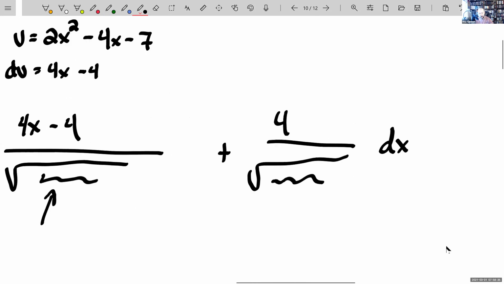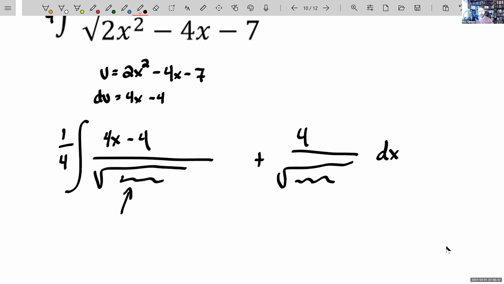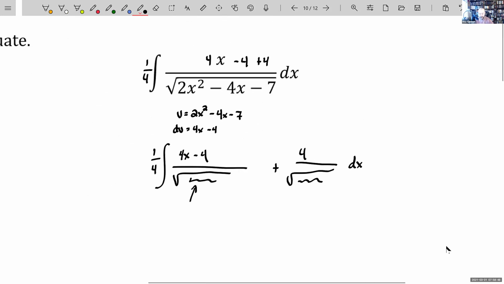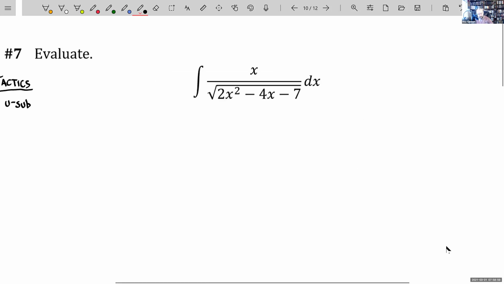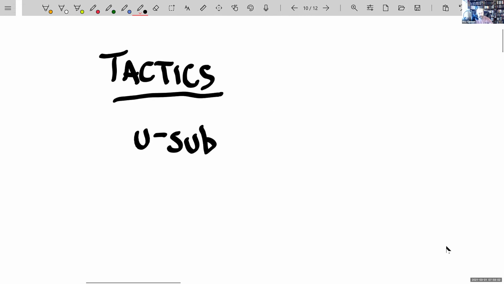So this is a little bit of foresight, looking ahead and saying, okay, well, no matter what I did with the u sub, I would still have to contend with that square root of 2x squared minus 4x minus 7 in the long run. So let's go ahead and not do a u sub here because it's just not going to be super helpful. But it's worthwhile to have investigated.